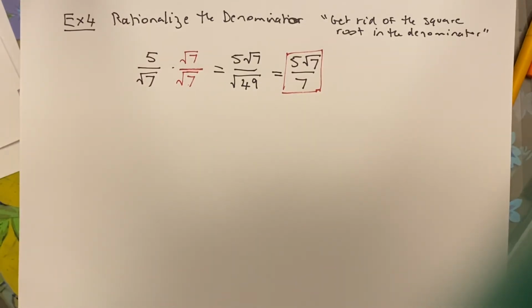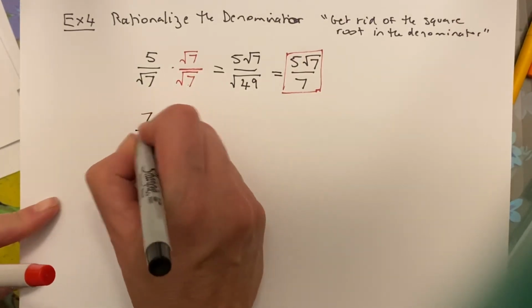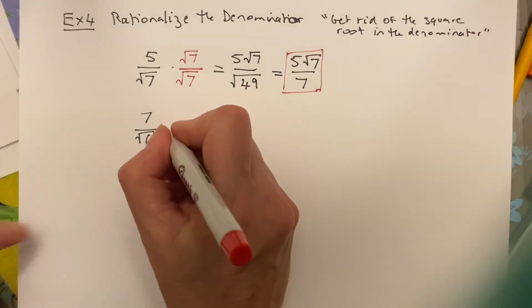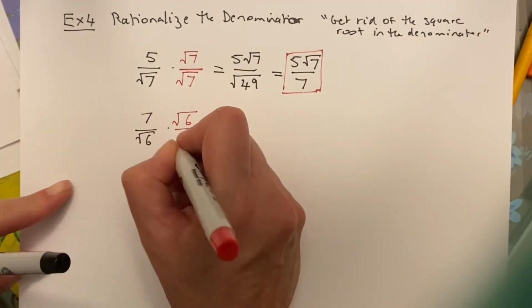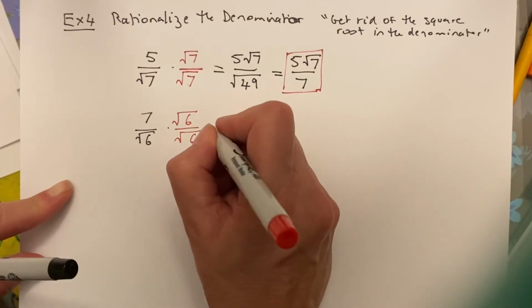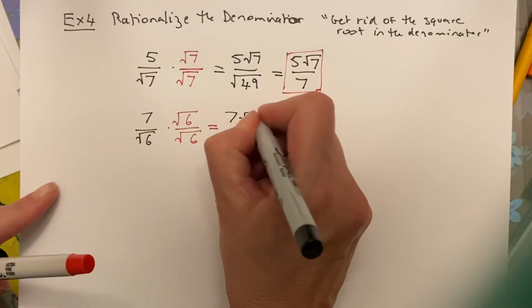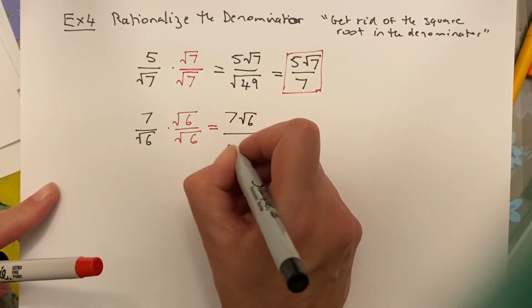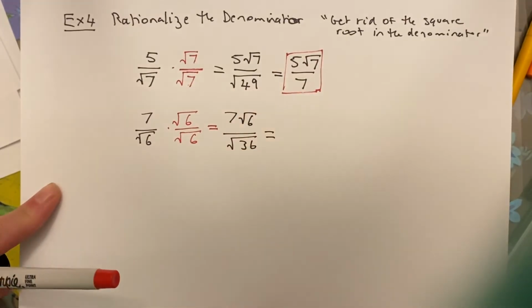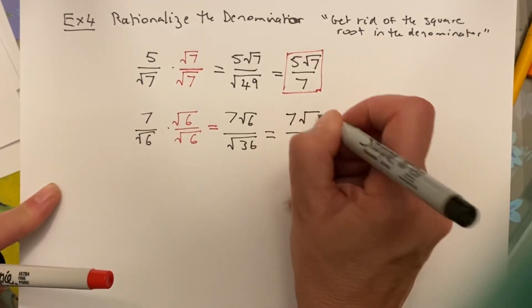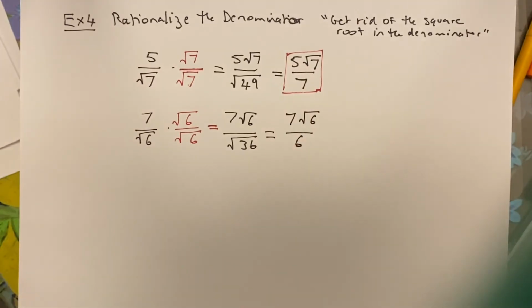So let's look at another example. What if I have 7 over the square root of 6? Well, I need to get rid of that square root of 6 in the denominator, right? So I'm going to multiply by the square root of 6 over the square root of 6. And this is going to give me 7 square root of 6 on top and the square root of 36 on the bottom. But of course the square root of 36 is 6, so I end up with 7 square root of 6 over 6.